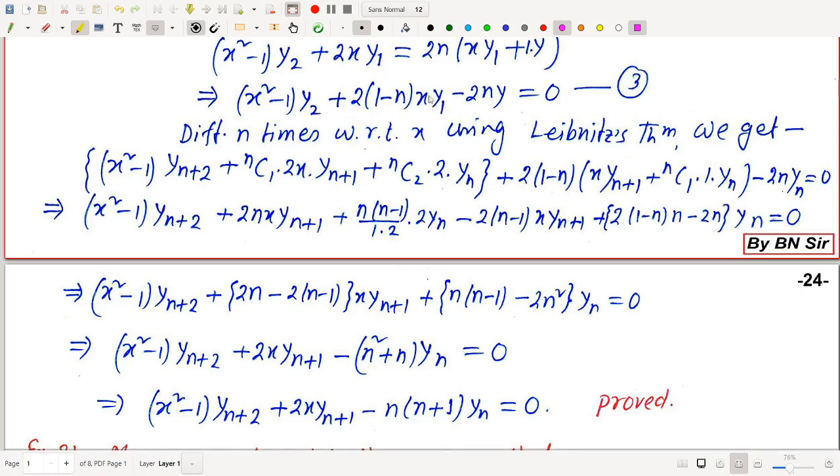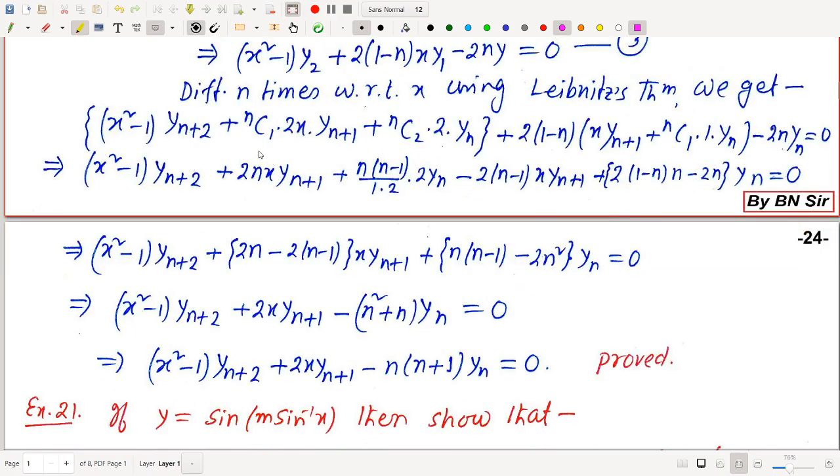Again for x into y1, in this case we again apply Leibniz theorem, of course considering y1 as u and x as v. So x remains, y1 will become y_{n+1}, the nth derivative of y1, plus nC1, the increased derivative of this factor and the decreased derivative of this factor. So it is nC1 into 1, because the derivative of x is 1, and then y_{n+1} will become y_n, and the next derivative of 1 is 0, so only 2 terms in Leibniz theorem. Minus 2n y, so the nth derivative of y is y_n written, because 2n is constant.